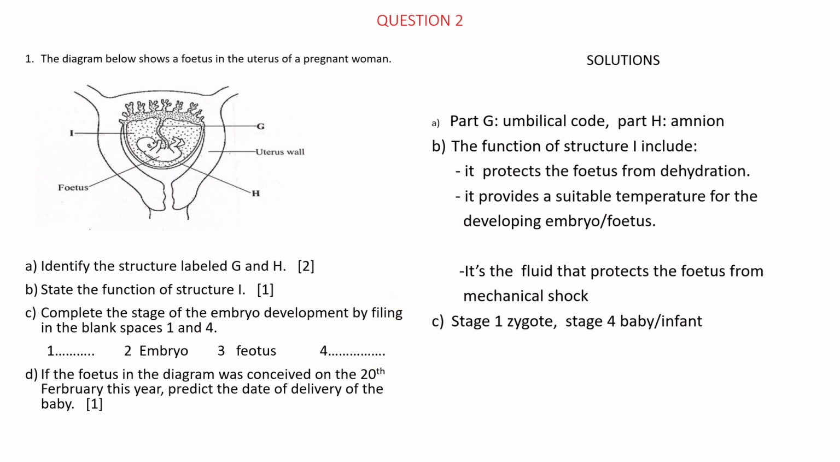Question D. If the fetus in the diagram was conceived on the 20th February this year, predict the date of delivery of the baby. So you can just add from 20th February, just count 9 months. It will result in the final answer, which is 25th November. Okay, 25th November. So that's all about this question.